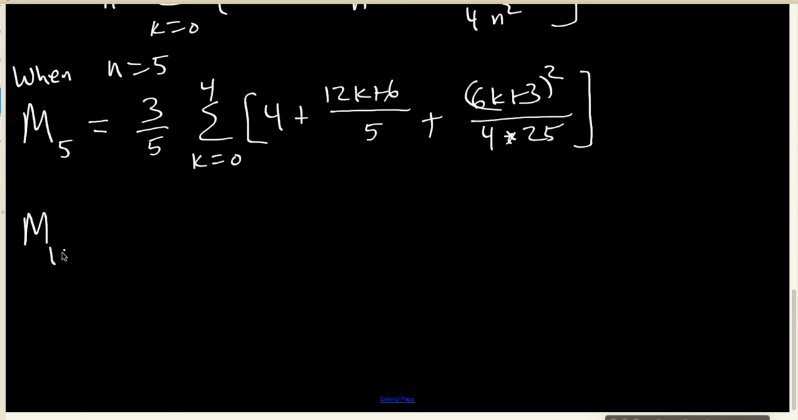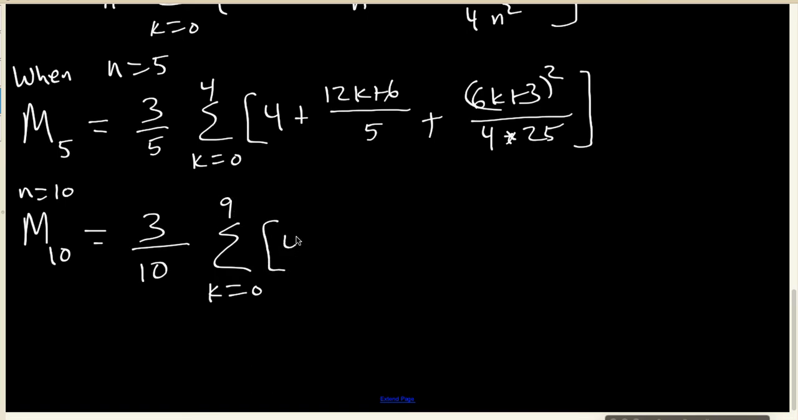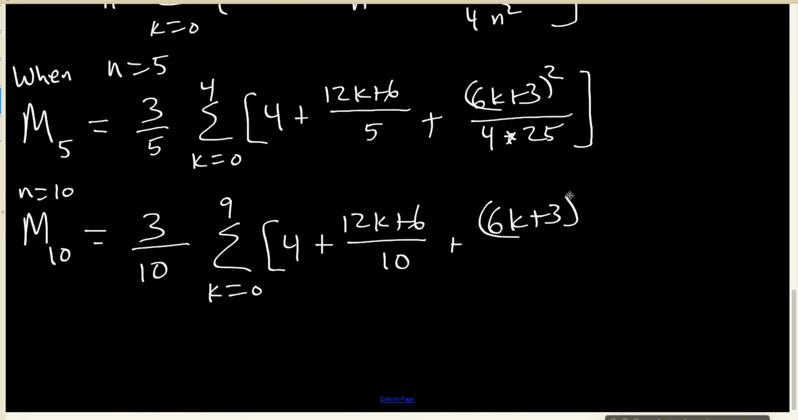When I look for the middle sum for 10 rectangles, n is now equal to 10, and this is going to be 3 over 10 times the sum as k goes from 0 to 9, because 10 minus 1 is 9. And we will have 4 plus 12k plus 6 over 10 plus 6k plus 3 quantity squared over 4 times 100, because 10 squared is 100.